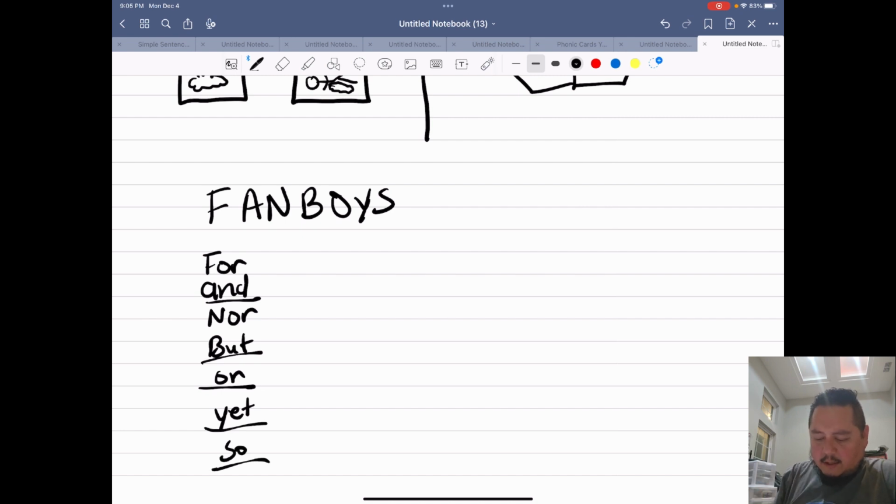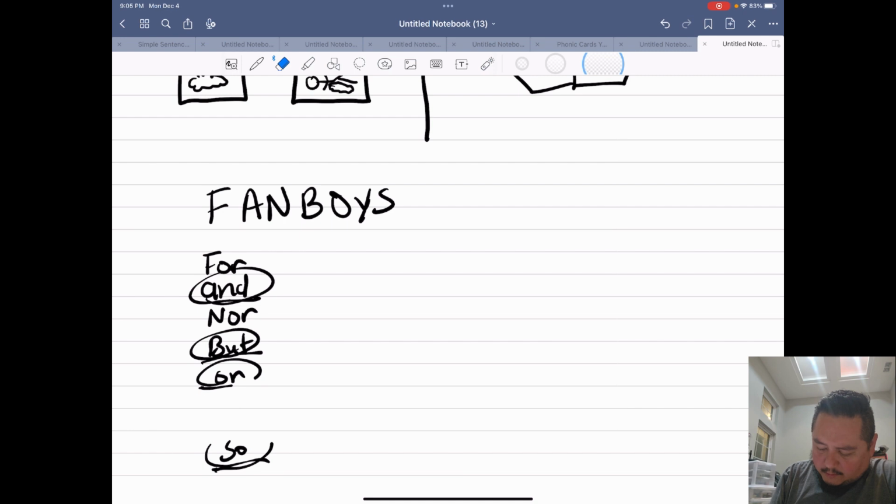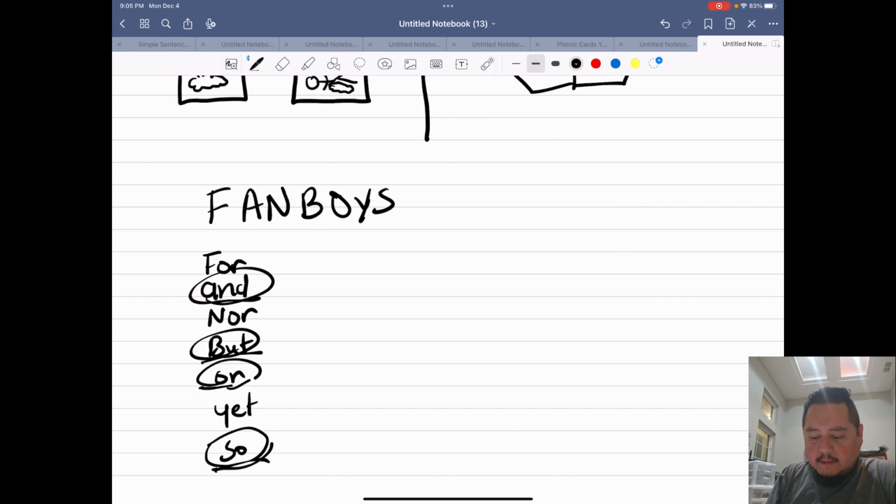So these are our conjunctions. Again, the most common ones are the ones I went over, so these are the ones that usually we get tested on. Sorry, not the word yet. I don't know why that got circled. We'll erase that. Okay, so now we have our conjunctions, the fanboys.